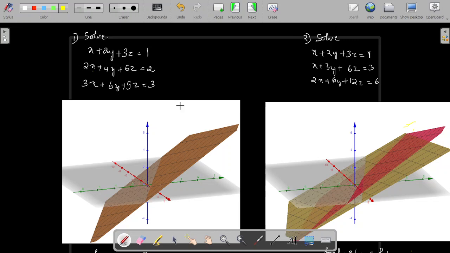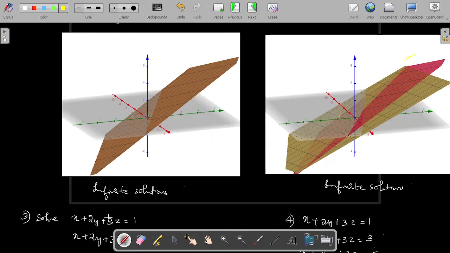That means you will get rank of A equal to rank of augmented matrix, and this is less than the number of variables. You will probably get exactly one pivot and two zero rows, because they are multiples of the first row. So one pivot, two zero rows here. So it has an infinite number of solutions. All the three planes are coinciding, hence you will have an infinite number of solutions.